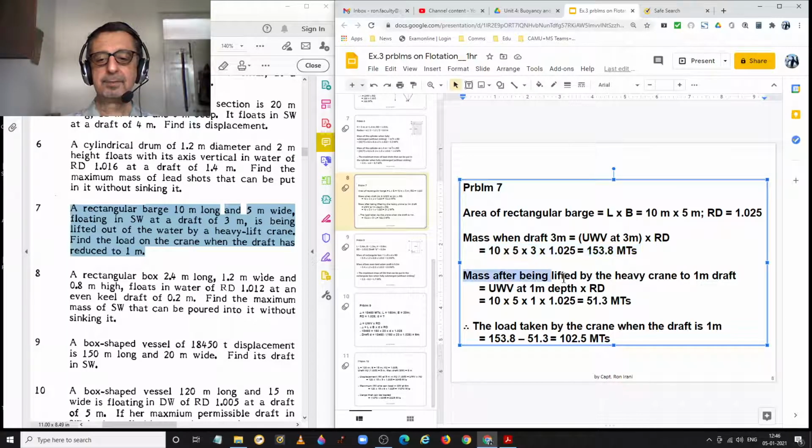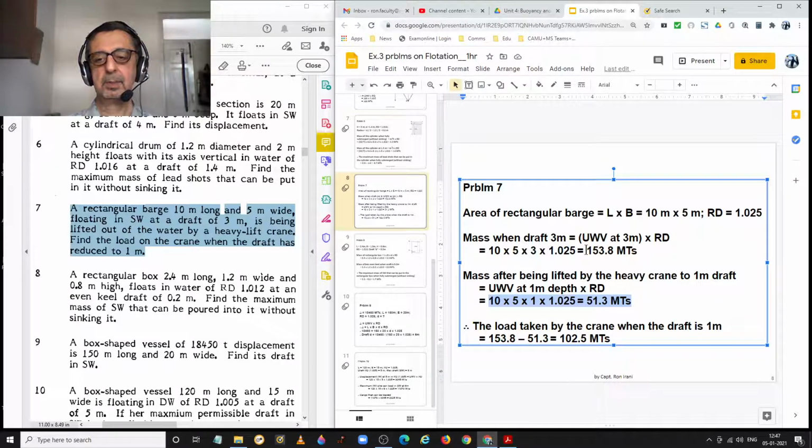The mass after being lifted by the heavy crane to 1 meter draft is equal to underwater volume at 1 meter draft multiplied by the RD of the water in which the barge is floating. Thus, 10 multiplied by 5 multiplied by 1 multiplied by 1.025 equal to 51.3 metric tons.